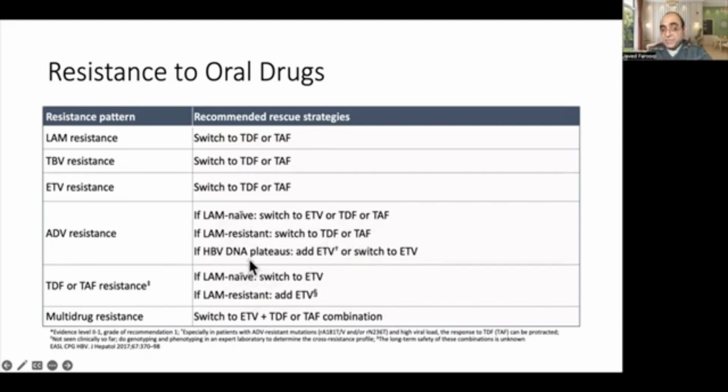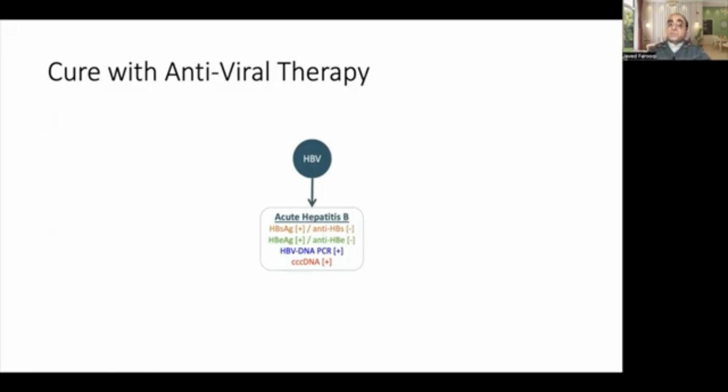And DNA plateaus, again add on. TDF or TAF resistance: if lamivudine naive, switch to entecavir. If lamivudine resistant, you add on TAF. Multi-drug resistance: switch to entecavir plus TDF or TAF combination. This is the way you tackle these patients.